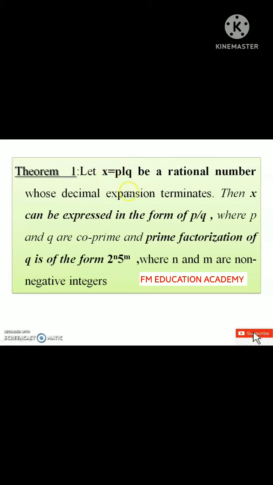So the first theorem states that if you consider a rational number p by q and you equate that to x, and the decimal expansion of x is terminating, then that x can be expressed in the form of p by q, where p and q are co-prime, and the prime factorization of q is of the form 2 power n into 5 power m, where n and m are non-negative integers. It means that if you have a rational number and that rational number terminates, then that terminating decimal expansion can again be represented in the form of a rational number, and that denominator q can be expressed in the form of 2 power n into 5 power m. So terminating means it is of the form 2 power n into 5 power m.